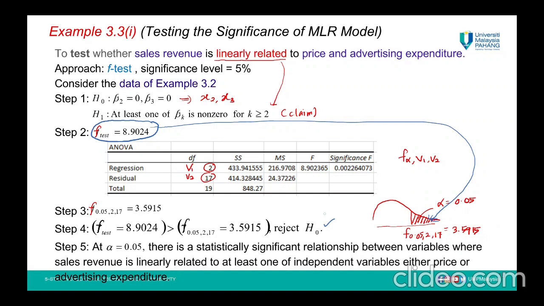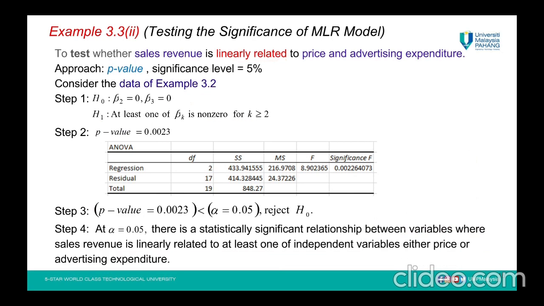Now we go to step 5. In step 5, we want to draw a conclusion. Since the decision in step 4 is reject H0, it means that we accept the claim. The conclusion here is that at alpha 0.05, there is a statistically significant relationship between the variables, where sales revenue is linearly related to at least one of the independent variables, either price or advertising expenditure.